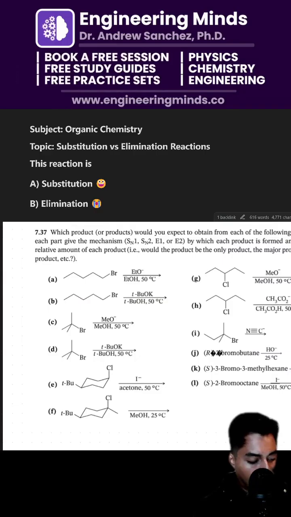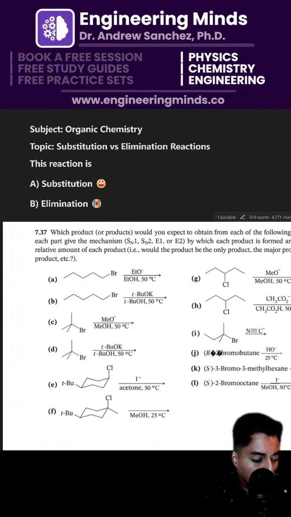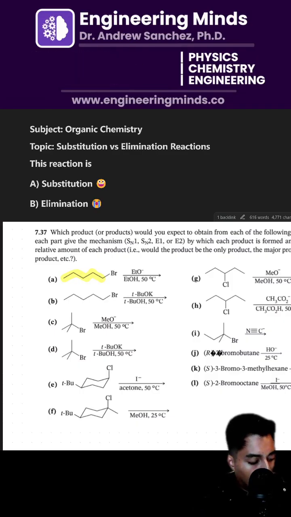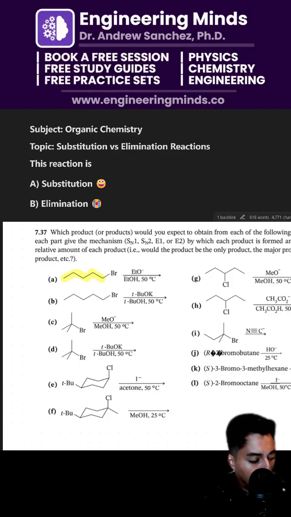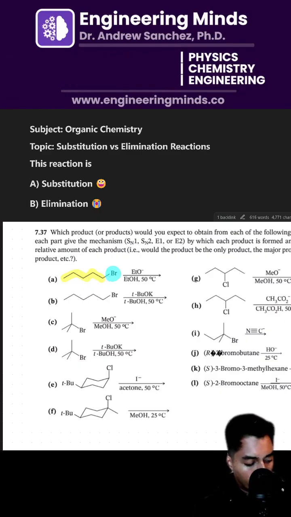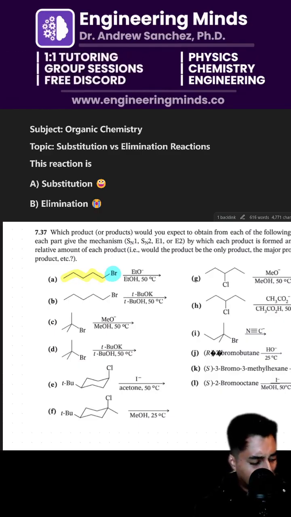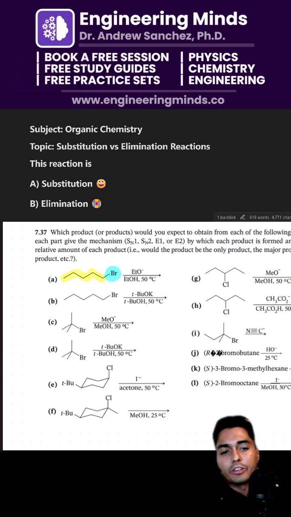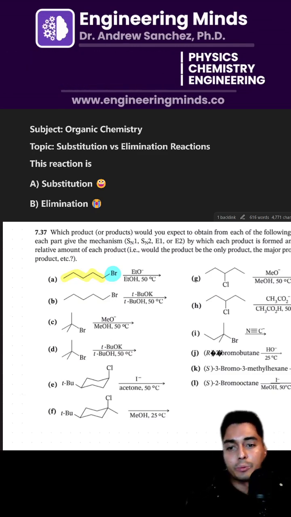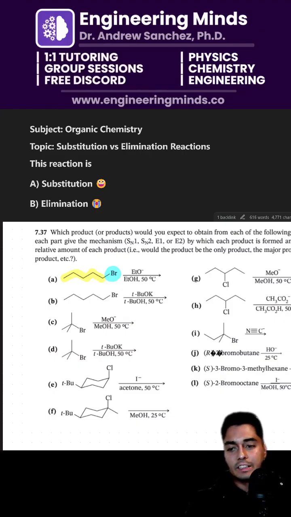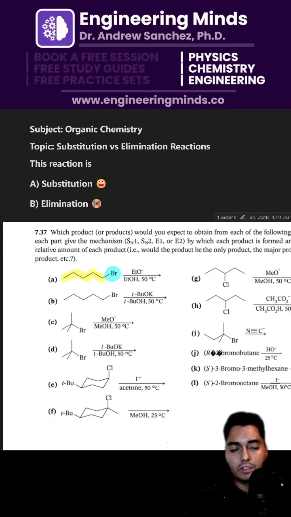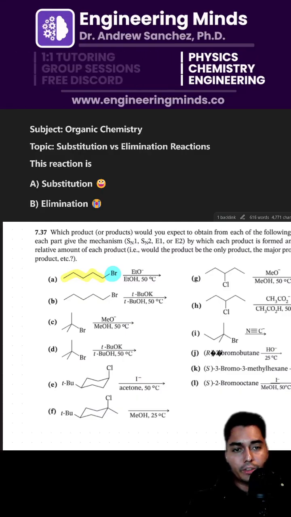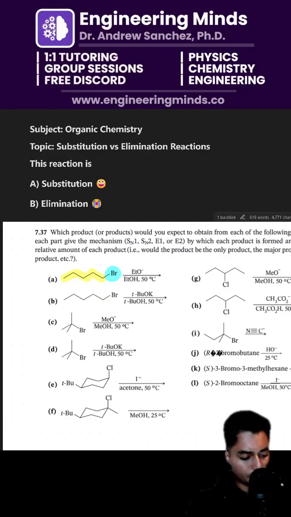So how are we going to do this? We're going to do this by identifying if our alkyl halide is primary, secondary, or tertiary. Our bromine lives right over here, and that's our alkyl halide. Very good. We got 10 votes for E and 3 votes for SN. Y'all are cooking this up. Let's answer this together. Is this going to be primary, secondary, or tertiary?